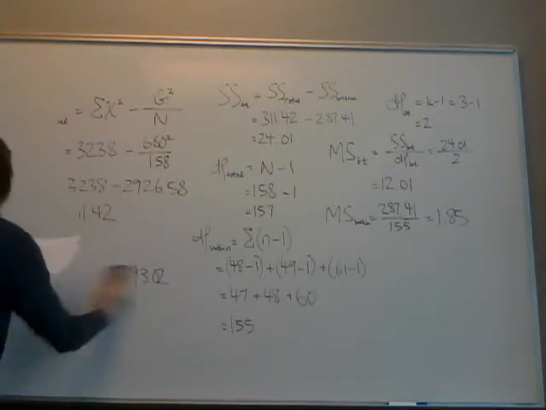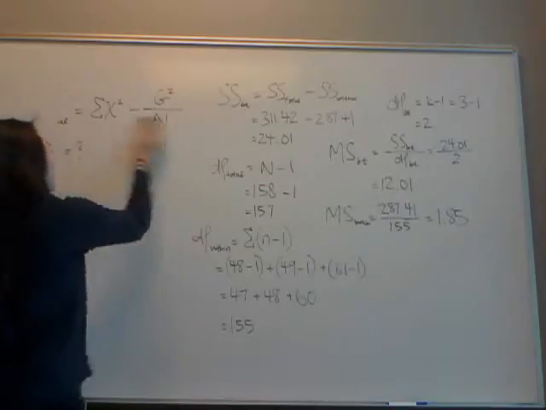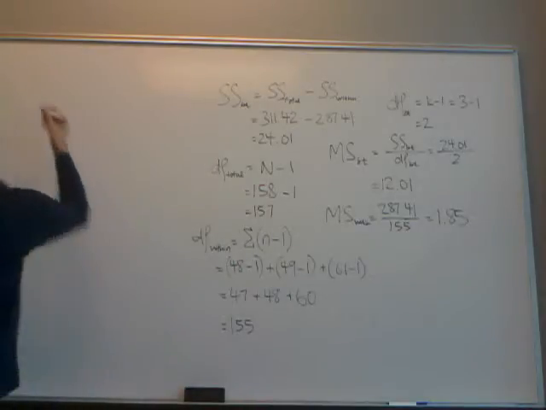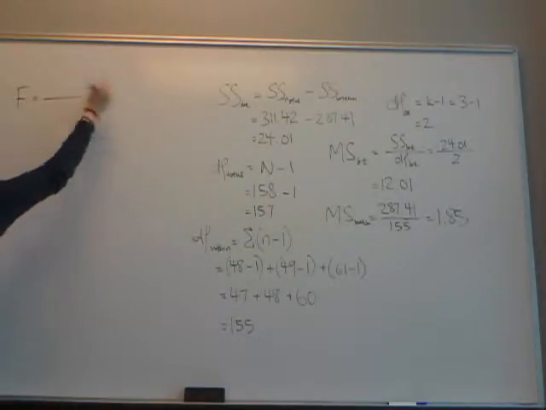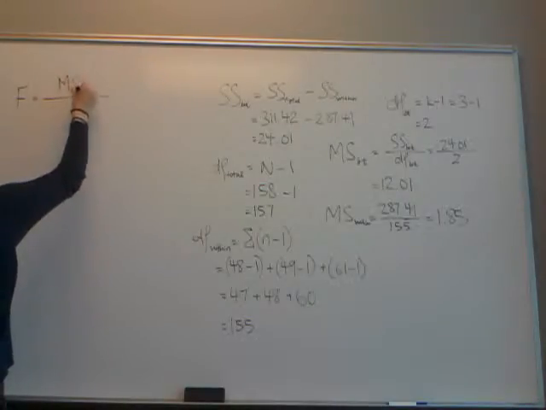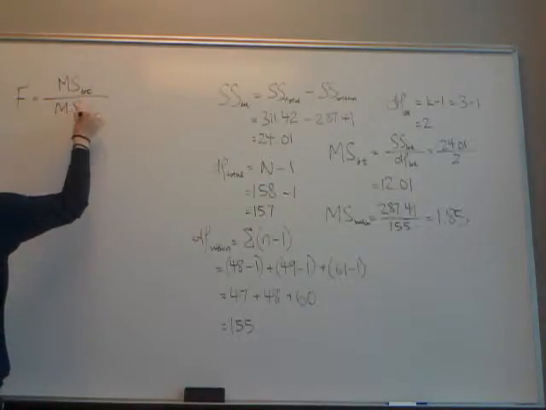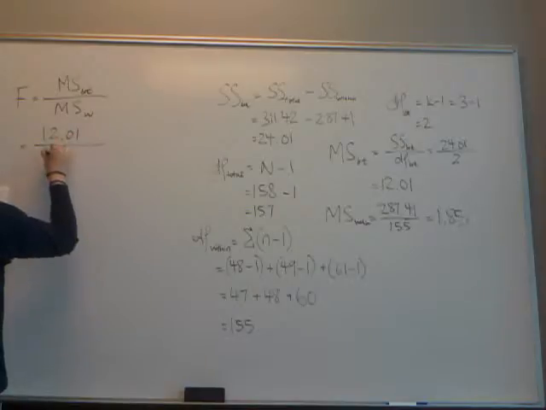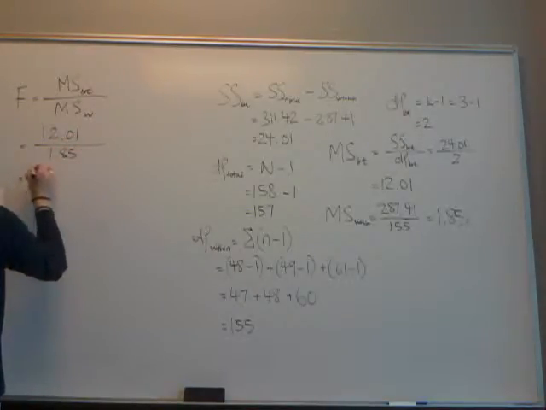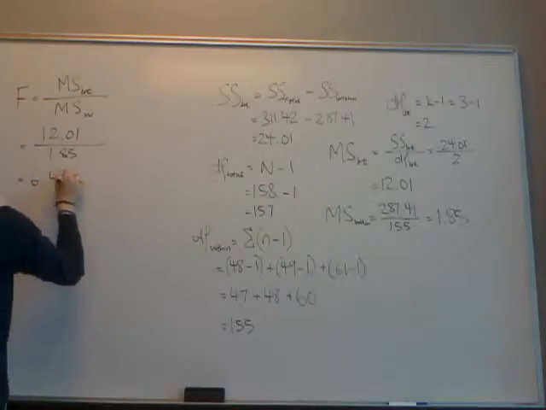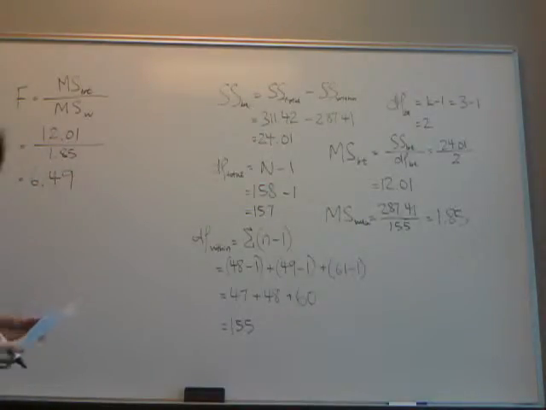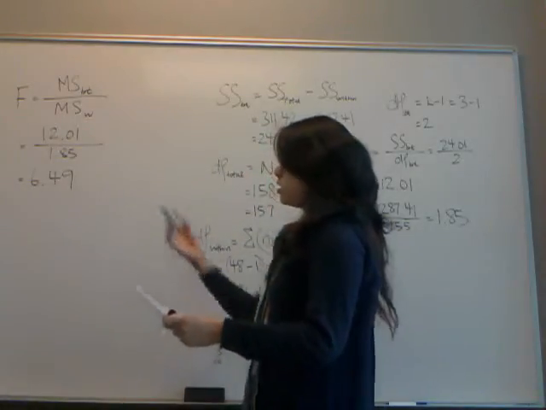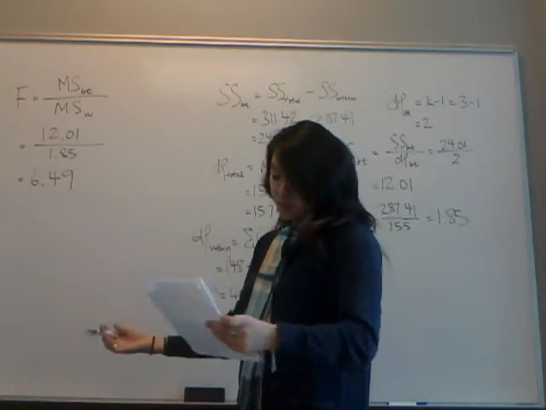So next up is calculating the actual F statistic, the F ratio. F is equal to variance between over variance within. Plugging in the relevant values, that is 12.01 divided by 1.85. So F is equal to 6.49. Now, because 6.49 is larger than the critical value, we reject the null hypothesis.